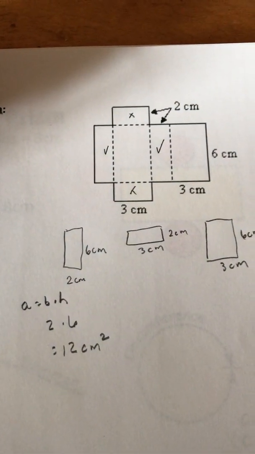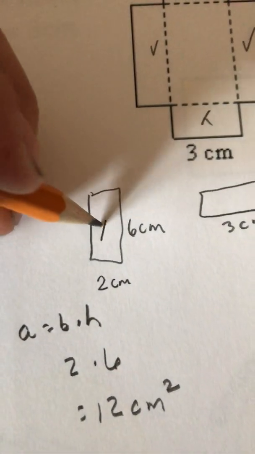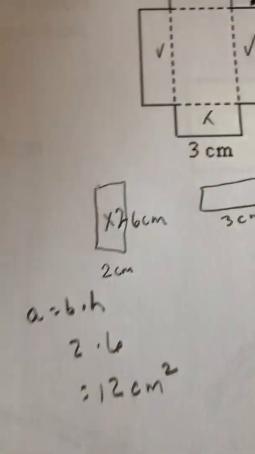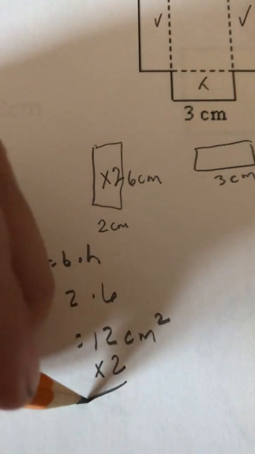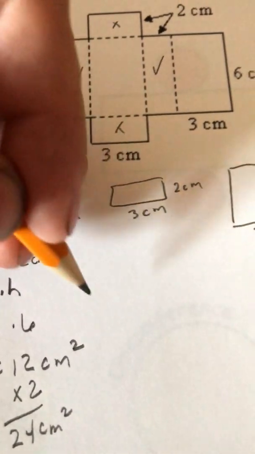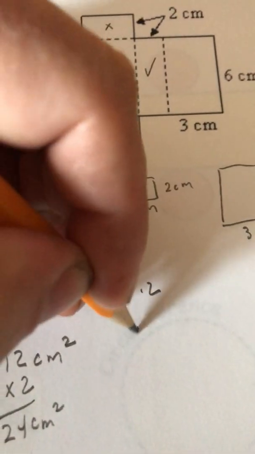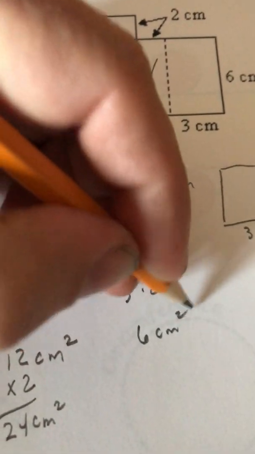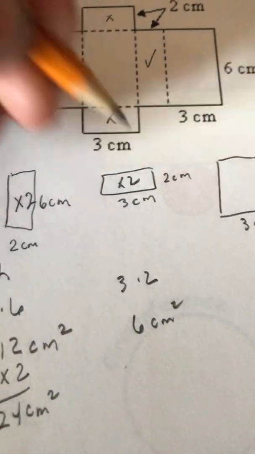Now, did you notice? There are 2 of these shapes, 2 of them. So we can't just end it at 12 centimeters. We have to say, well, there's 2 of those. So 24 centimeters squared. Great. Let's do the same thing. Again, we're using the same formula, base times height. 3 times 2 equals 6 centimeters squared. How many of these are there? There are 2. Why don't you write that in?